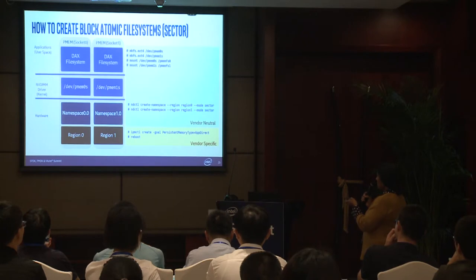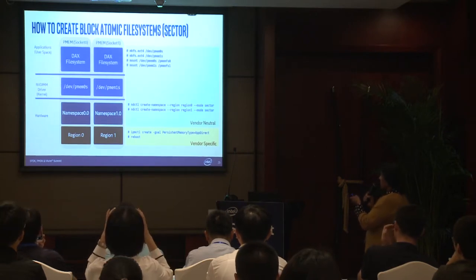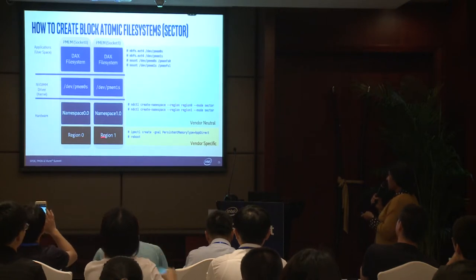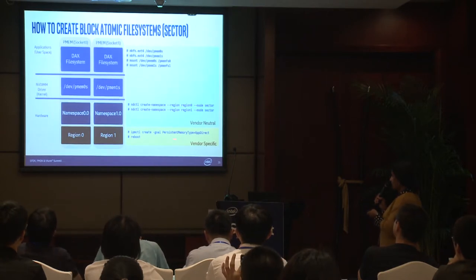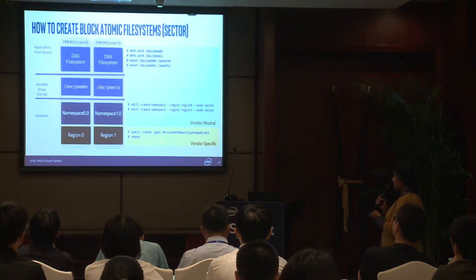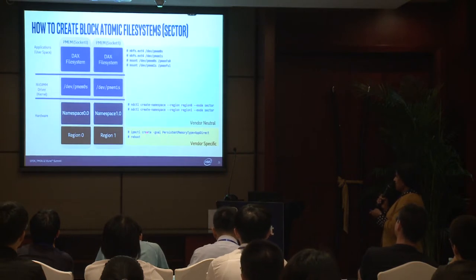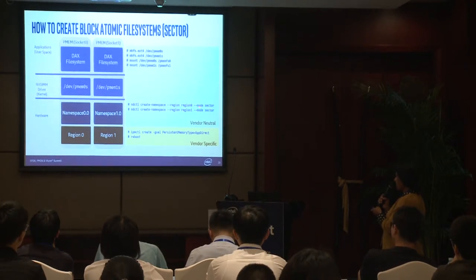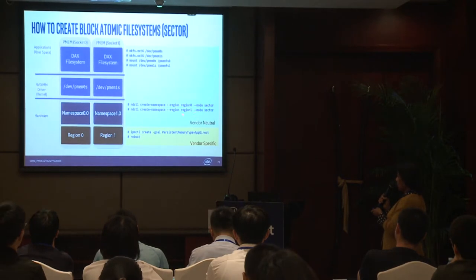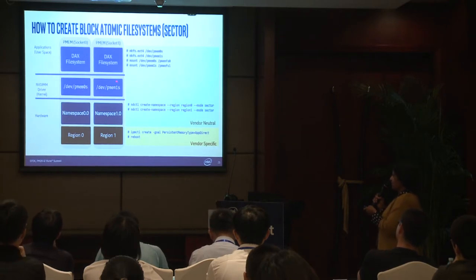So this is showing how to create sector mode namespaces. So again, regions, the same thing. There's no change. Even when you're creating a different namespace, it's the same AppDirect region that you're creating. So there's no change in the way you create the region. But when it comes to creating namespaces, you're saying, I want to create a sector mode type namespace on region 0 and another one on region 1. So basically, it's creating a persistent memory sector kind of device, and you created these two devices. And so you create, again, your file system, and then you mount it.